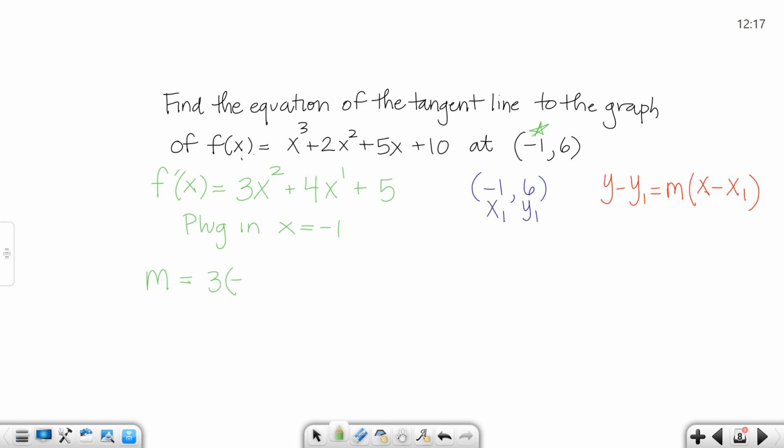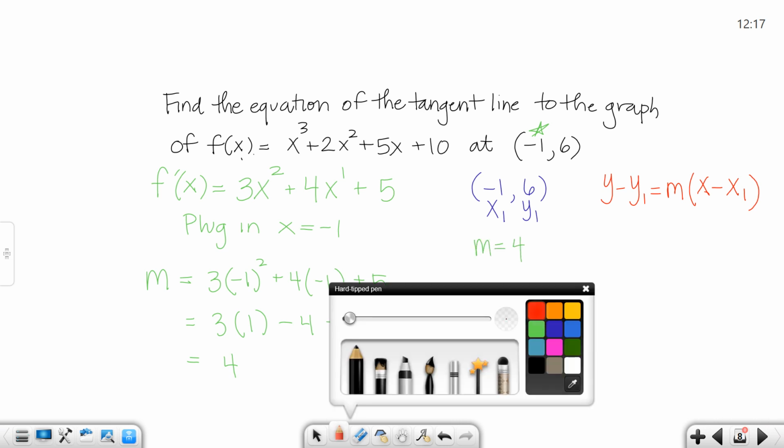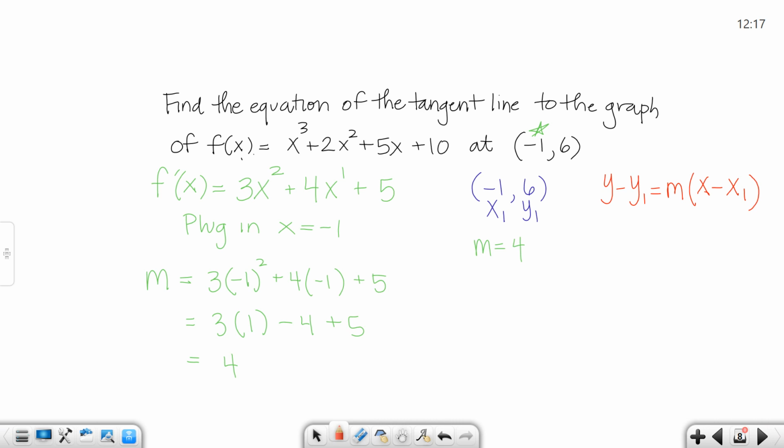So that's 3 times negative 1 squared plus 4 times negative 1 plus 5. Well, negative 1 squared is 1. This would be a minus 4 here plus 5. 3 minus 4 plus 5 would give me 4. My slope is 4. So now that I have a point and now that I have a slope, I can plug these into my point slope formula. Y minus y1 equals my slope times x minus x1.